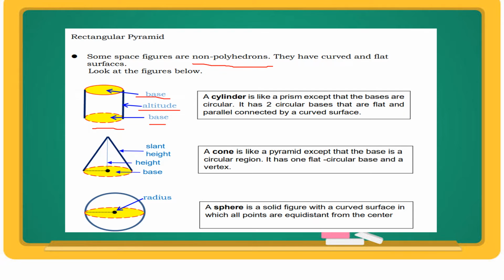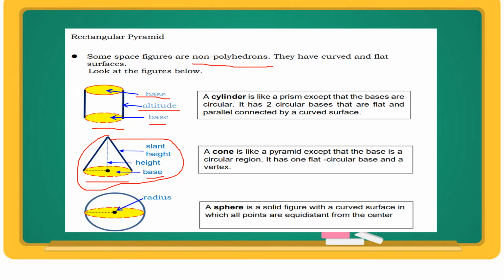Next, we have a cone. A cone is like a pyramid except that the base is a circular region. It has one flat circular base and a vertex. So take a look at the cone. It has a slant height, and from here down to here, that is what we call the height. And at the bottom is what we call the base.